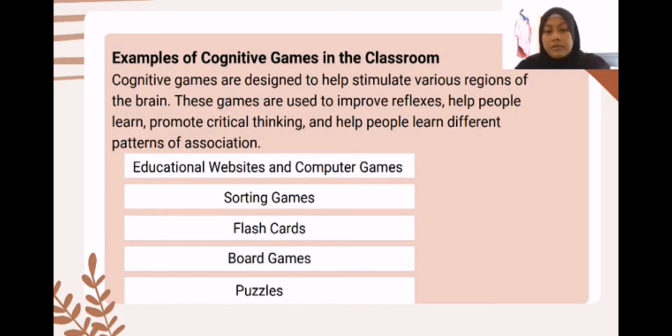The last one is puzzles. Finding a solution to a puzzle develops a child's problem-solving ability. Children who actively solve puzzles that they are able to touch and piece together are more likely to understand certain concepts and develop their own theories about the concept.